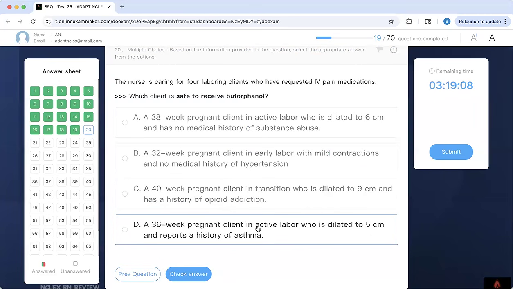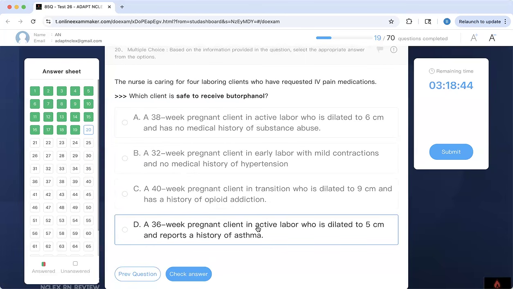A nurse is caring for four laboring clients who have requested IV pain medication. Which client is safe to receive butorphanol? This is an opiate, and we use it in labor. You have to know the indications for this medication. A: 38 weeks pregnant, in active labor, dilated 6 centimeters, and has no medical history of substance abuse. Whenever they ask you this question, you have to know the key facts.